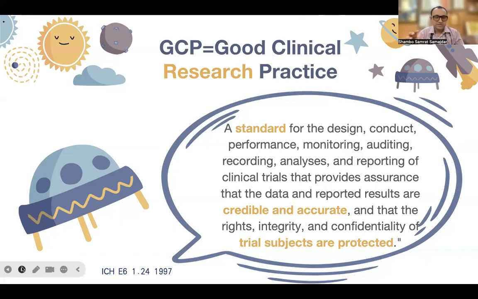So with this GCP, good clinical practice, which is a standard for different parts of clinical trials, we get 2 assurances. One, the data and reported results are credible and accurate. And two, the rights, integrity, and confidentiality of the trial subjects are protected. So this is according to ICH E6. We will try to understand what is ICH, what is E6 later.